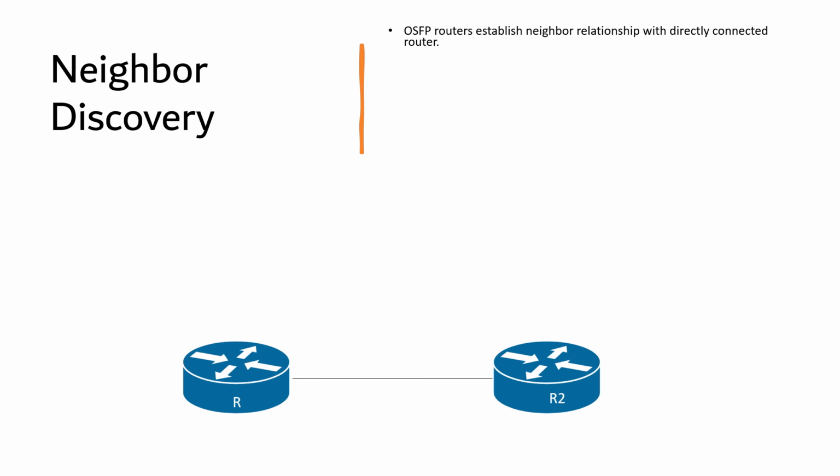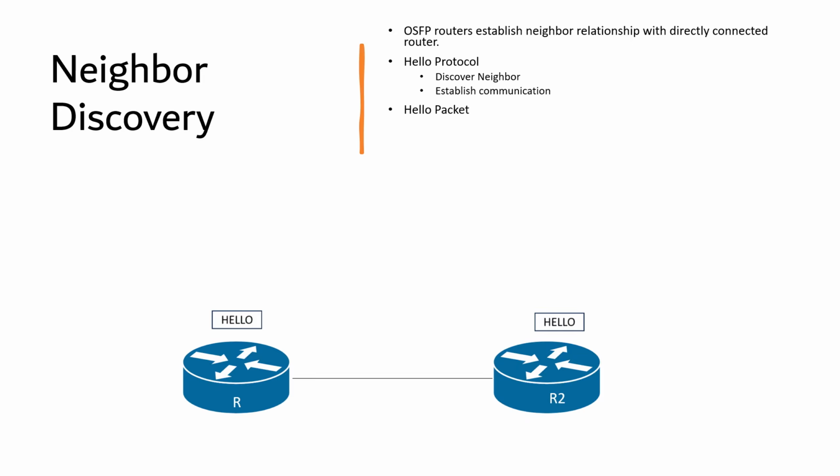OSPF routers establish neighbor relationships with directly connected routers on the same network segment, and this is done using the Hello protocol. Routers exchange hello packets to discover neighbors and establish communication. To discover other OSPF-speaking routers, a router sends a multicast OSPF hello packet out of each interface and hopes to receive OSPF hello packets from the other routers connected to these interfaces.